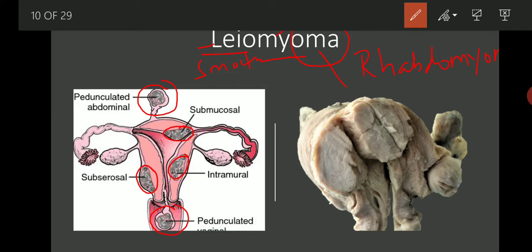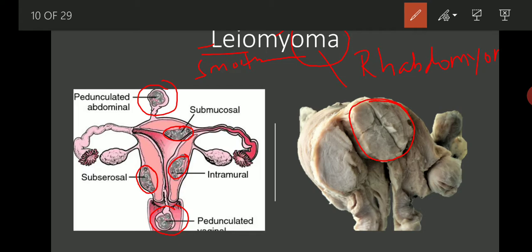Leiomyomas can also occur in the fallopian tube, in the ovary, in the peritoneum, everywhere. And this is exactly the gross picture of the mounted specimen that we have in our museum. You see there are large fibroids. Leiomyomas are also known as fibroids. So leiomyomas can be single, they can be multiple, they can be of very small size like 1 centimeter, or they can grow up to very huge size. They can go up to 30-40 centimeters because they are benign tumors. So they can grow up to a large size without causing any symptoms.